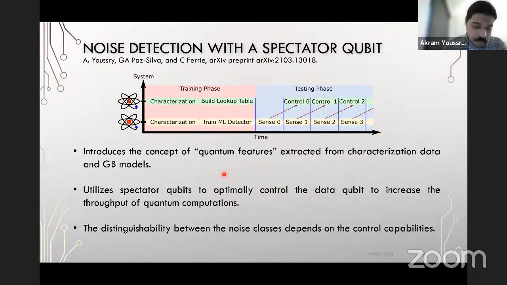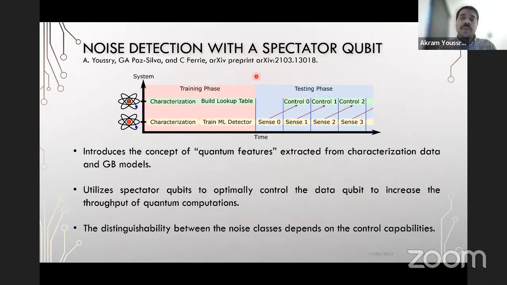The last thing I want to talk about quickly is this idea of the spectator qubit. Here we were looking into increasing the throughput of a qubit. What happens in an actual device is that you need to do calibration every few hours, okay? So you have to stop the computation and see what the noise is now, then find the optimal pulses, and then resume the computation.